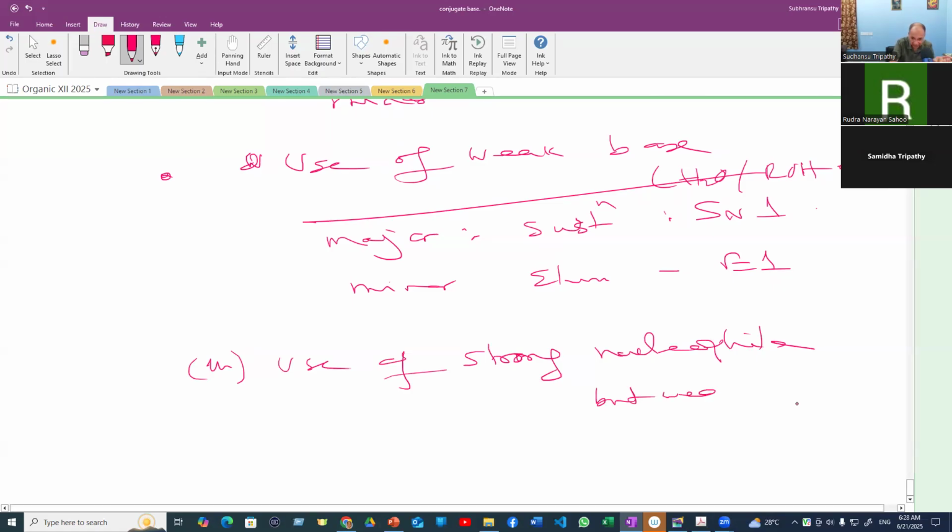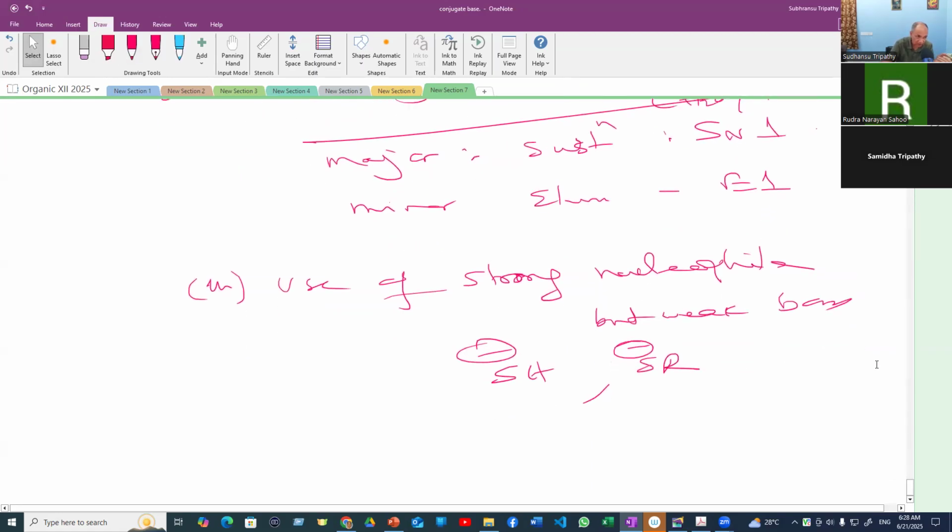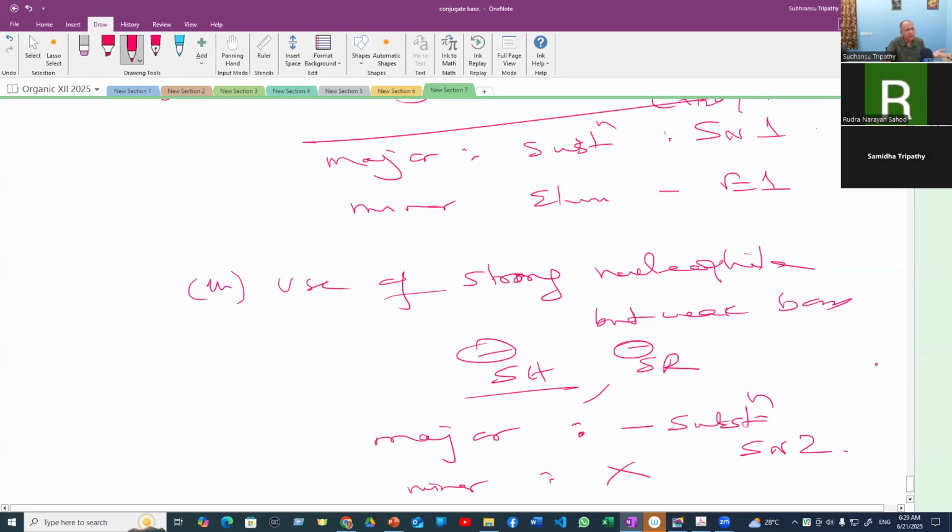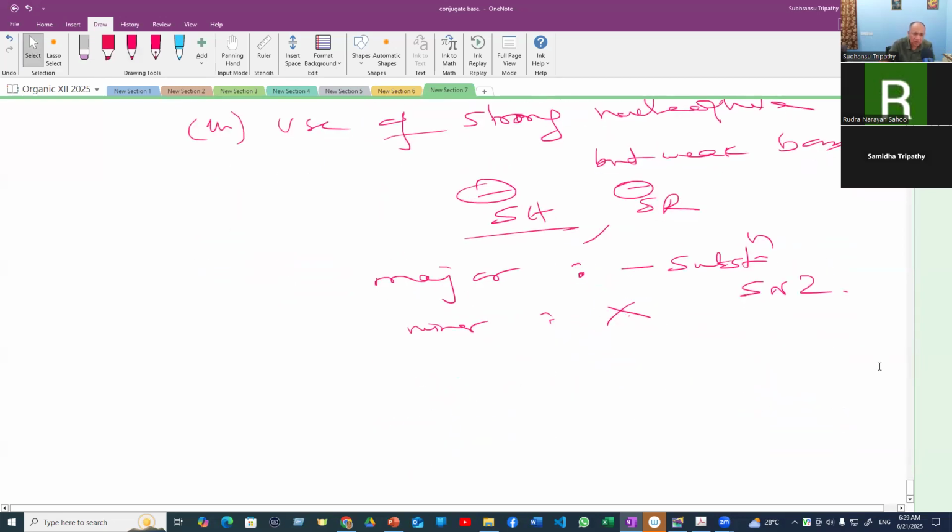Like SH minus, SR minus. These are all soft bases; they are strong nucleophiles but not strong bases. So here the major will be substitution, and that is SN2. Nucleophilicity only refers to SN2. Minor nothing, since a weak base cannot do elimination, and almost no elimination product will form.